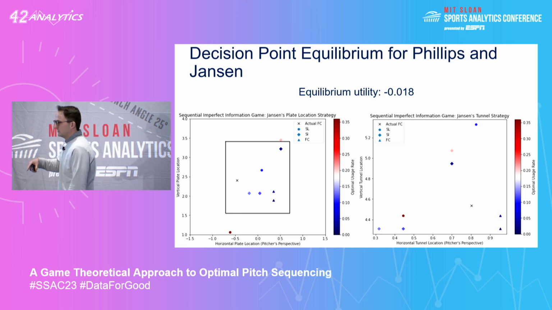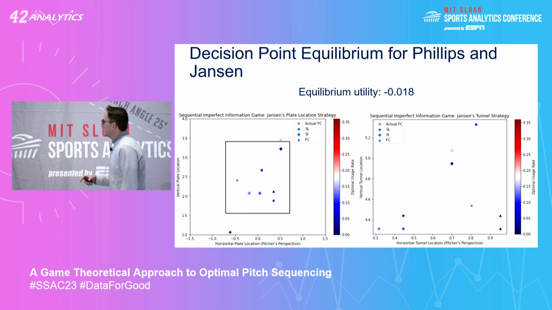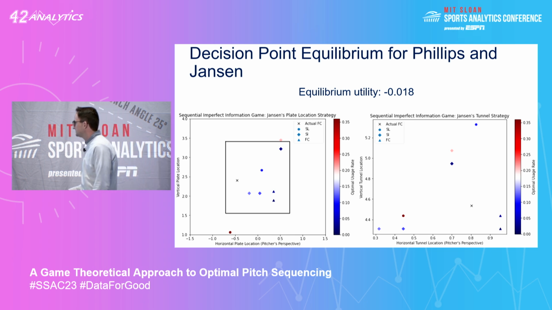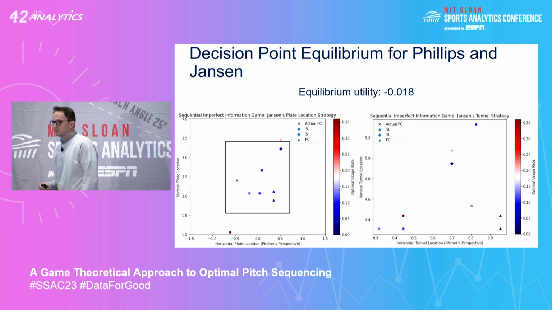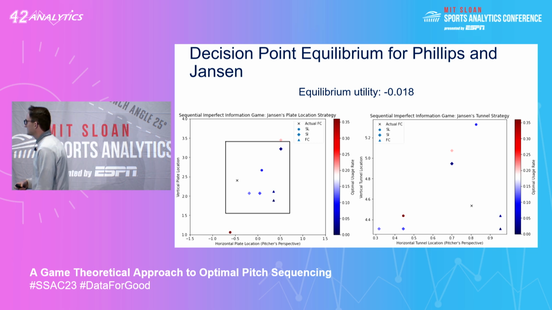The color gives the usage rate of that pitch in the equilibrium strategy, and the shape of the point gives the pitch type. And then the plot on the left, if you just project those pitches forward to home plate, they end up at the plot on the left. So decision point utility was negative 0.02, which is better than the actual pitch that Jansen threw, which you remember was 0.037. So once again, it looks like this strategy is an improvement over the strategy that Jansen actually used.